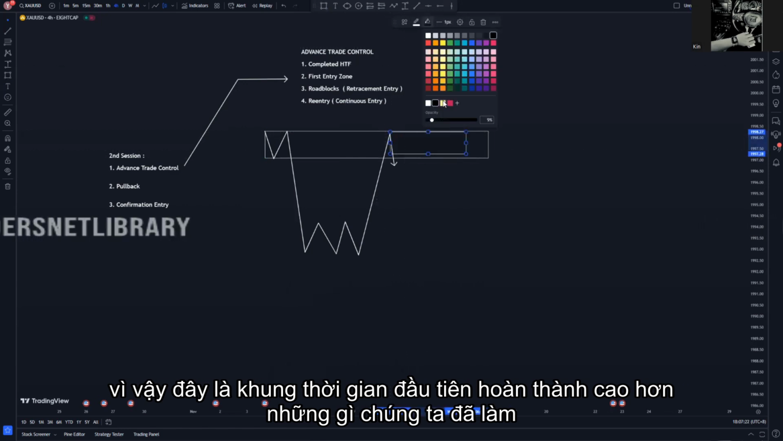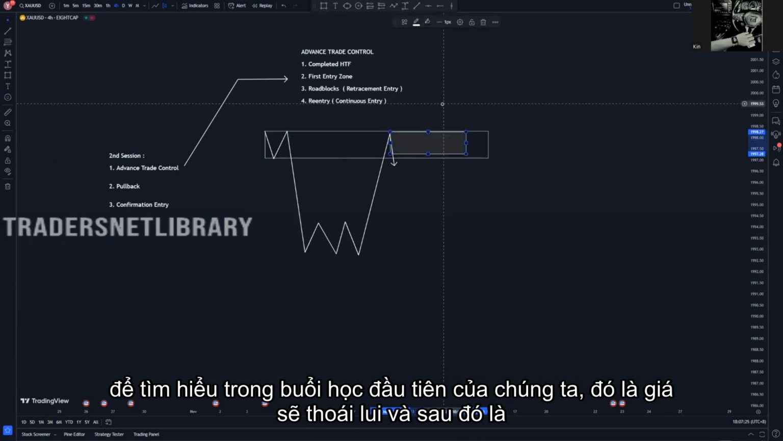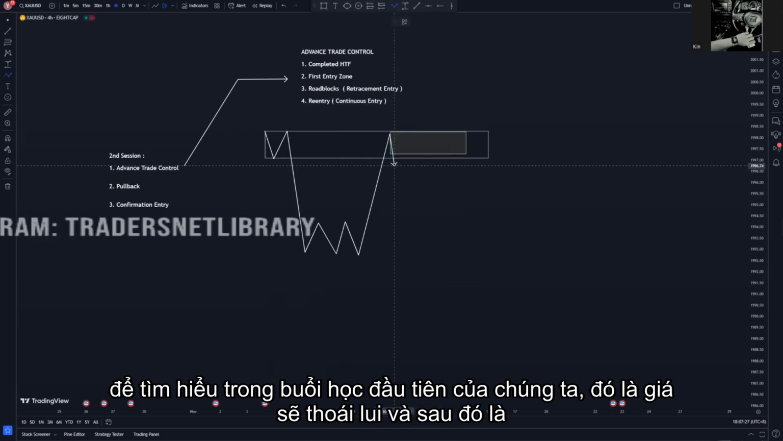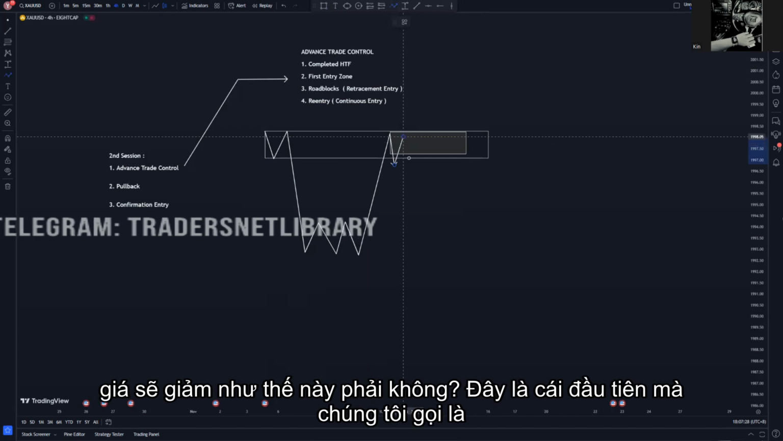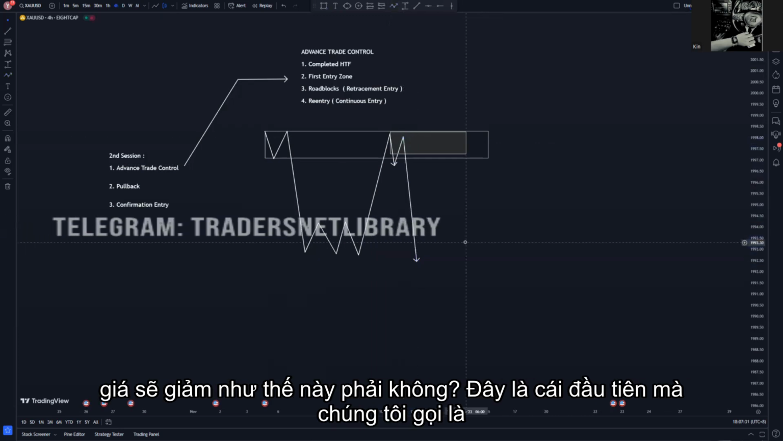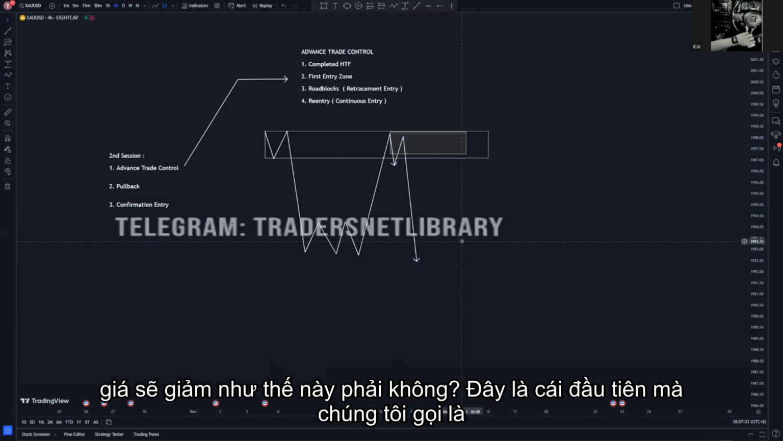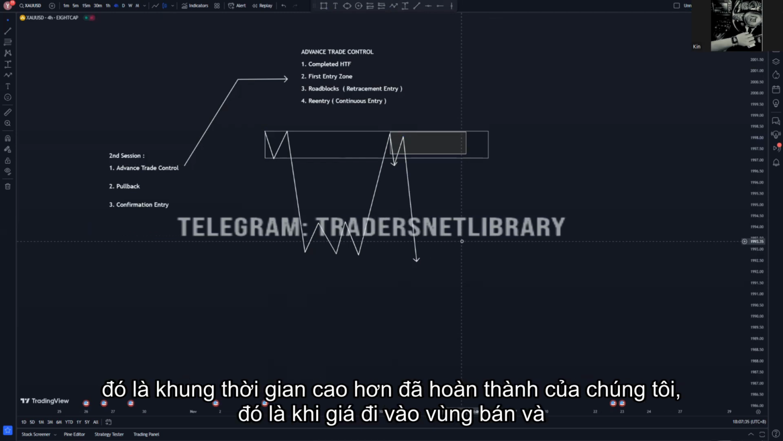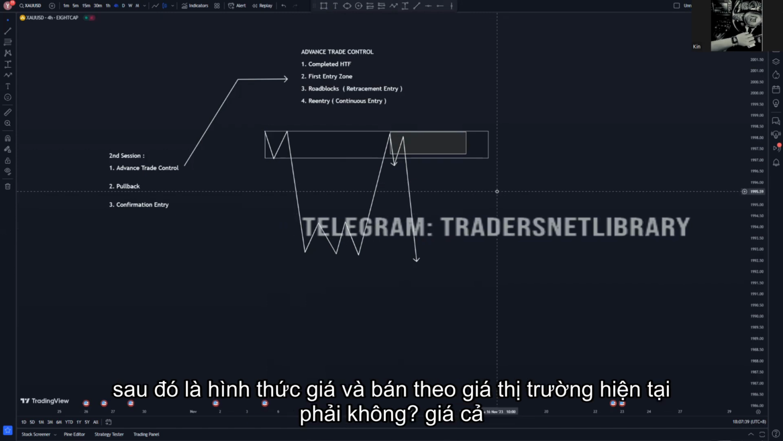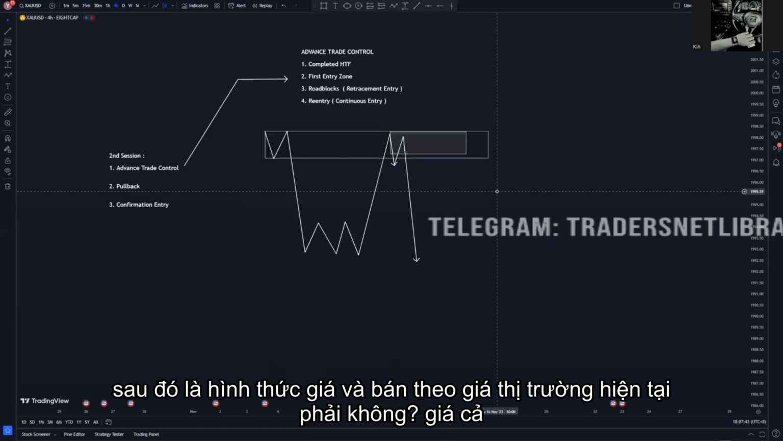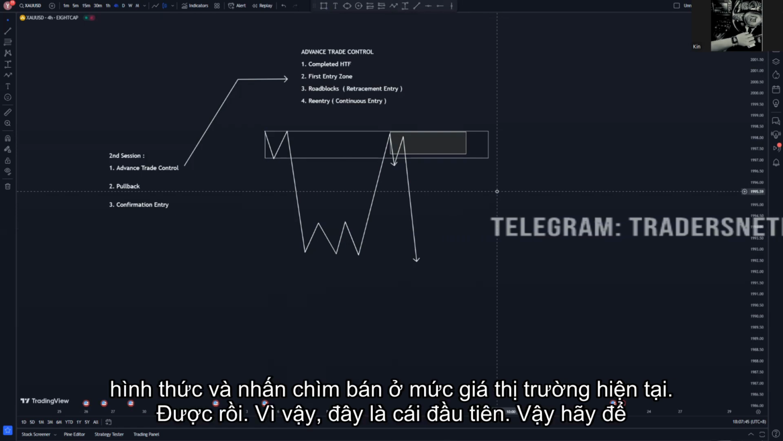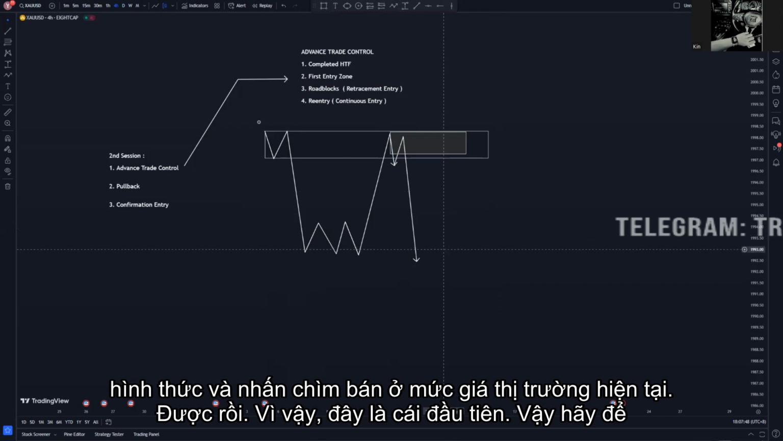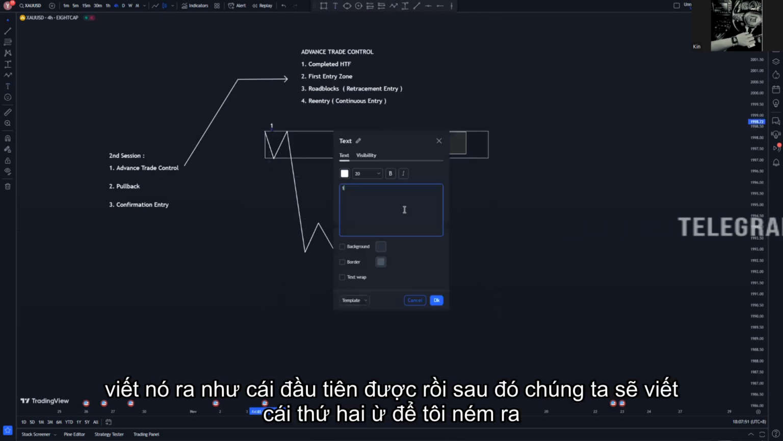What we've already learned in our first session is that the price is going to make a pullback and then the price is going to go down like this. So this is what we call our completed higher time frame: when the price gets into the sell zone and then the price forms an engulfing sell at the current market price. So this is the first one. Let me write it down.